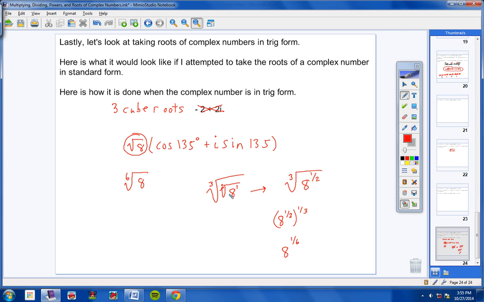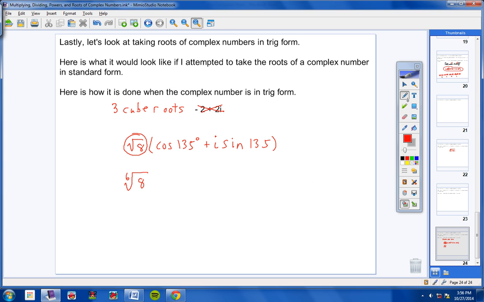Let's look at this again, okay? I have the square root of 8, which is 8 to the 1/2. And then I take the cubed root of 8 to the 1/2, and of course the cubed root is 1/3, so I have 8 to the 1/2 to the 1/3 power. And 1/2 times 1/3 is 1/6. Now 8 to the 1/6 power is the 6th root of 8. So the cubed root of the square root is the 6th root of 8. Alright? Now, here's what you do next.